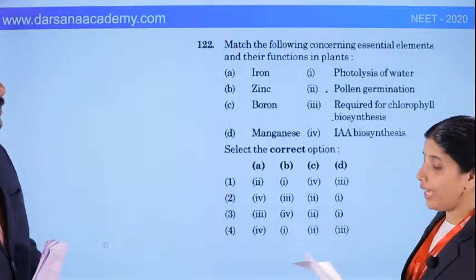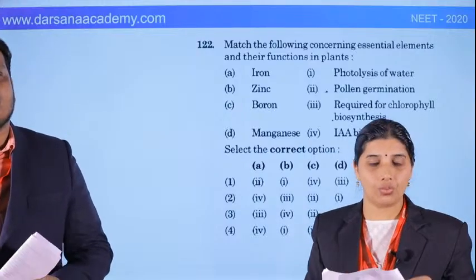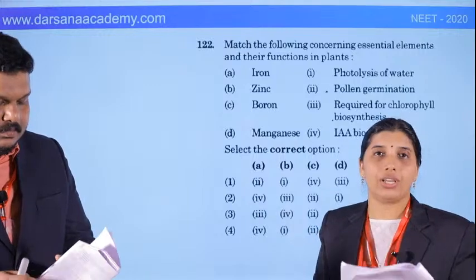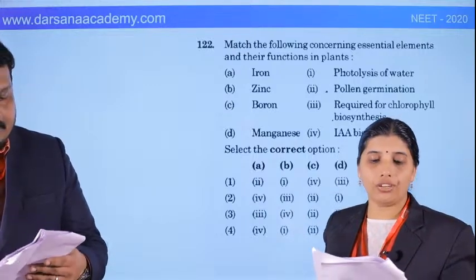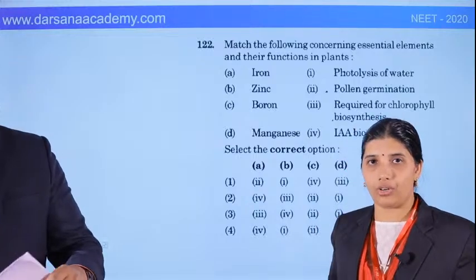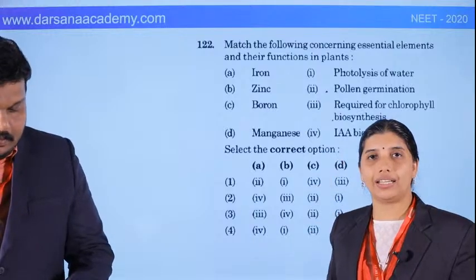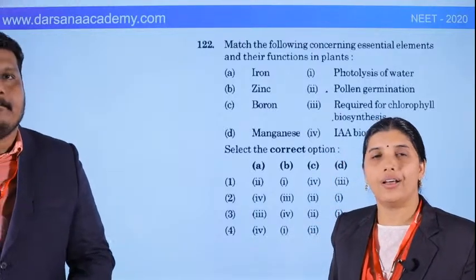Of course, we have 2 questions. Please notice question number 121. In light reaction, plastoquinone facilitates the transfer of electron from. We know that non-cyclic photophosphorylation is connected to the light reaction of photosynthesis.